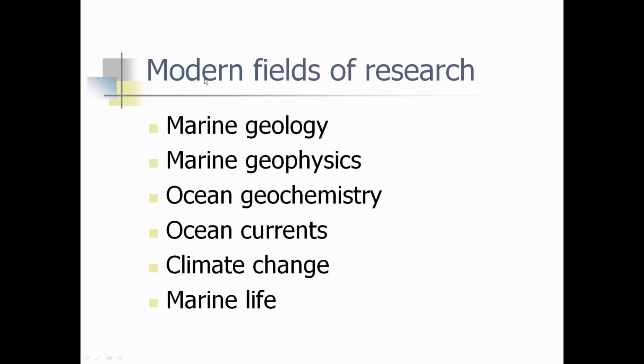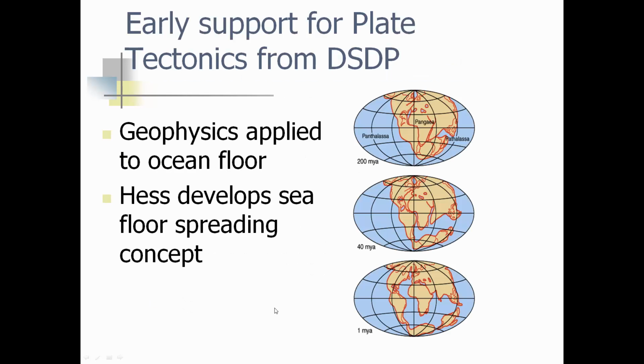Modern fields of research include marine biology and marine physical oceanography. You can be a marine geologist, where you actually study the rock. Geophysics, where you talk about the motion of the rock. Ocean geochemistry, where we talk about the chemistry of the land. We talk about ocean currents. We can talk about climate changes. El Nino, big in the news this summer if you're paying attention to oceanographic news. And you can also go into marine biology.